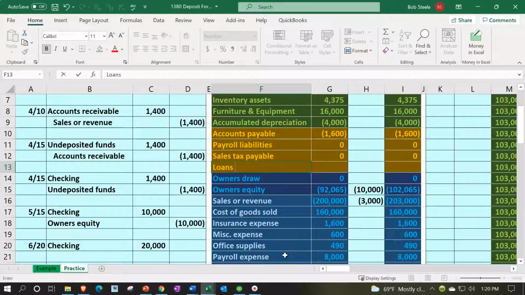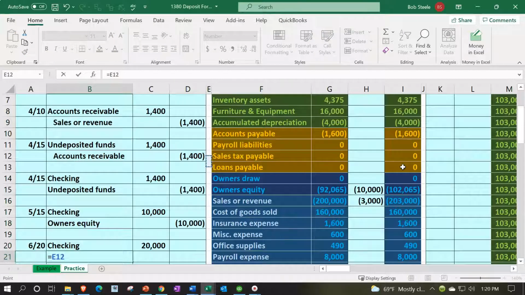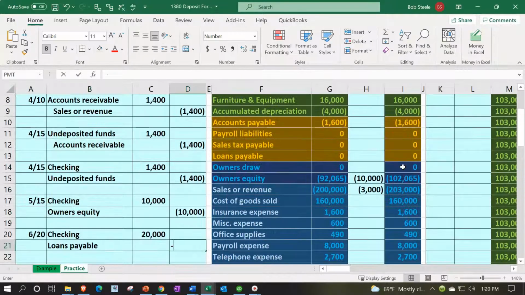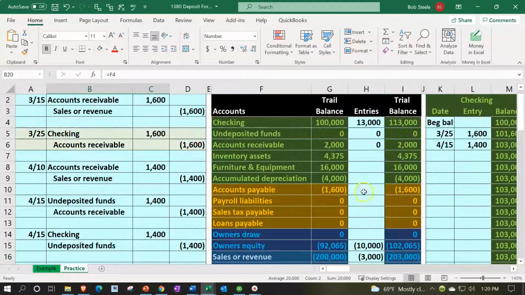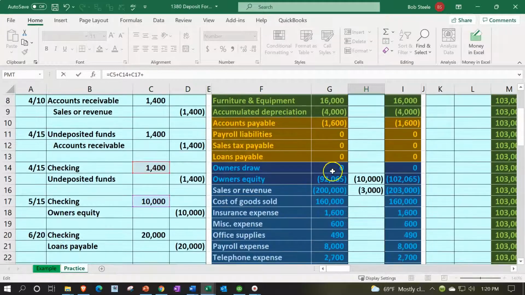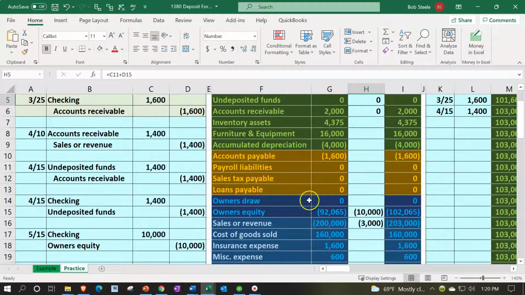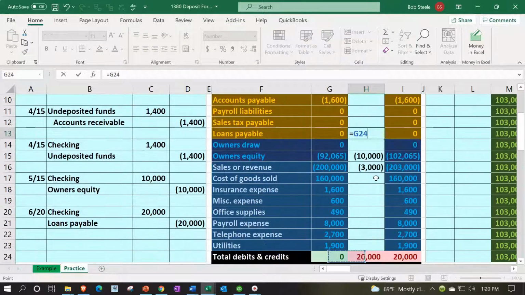I'm going to call it loans payable. And I'm going to say 0. And then this one's going to sum up across just the same way. And so there we have it there. The other side going to loans payable. Loans payable. There's our debit and our credit. I can enter this into the checking account up top. Double clicking the checking account, I'm going to say plus that loans, that checking account, 20. The other side now going into loans payable in H13 because we got money from a loan.